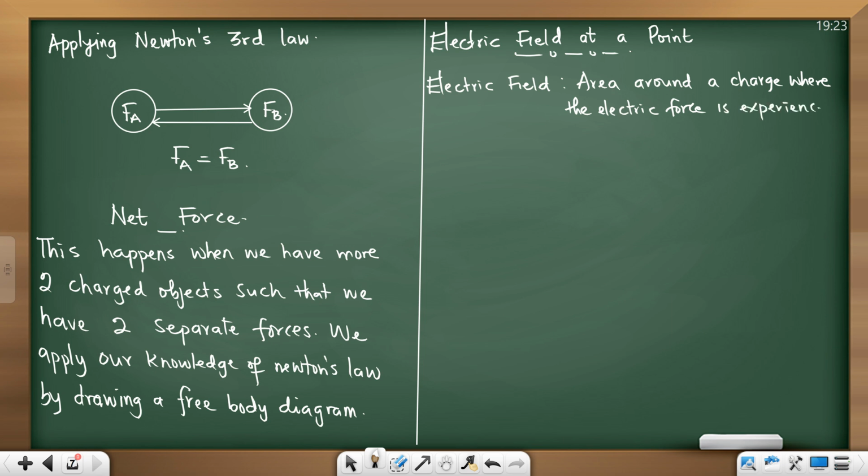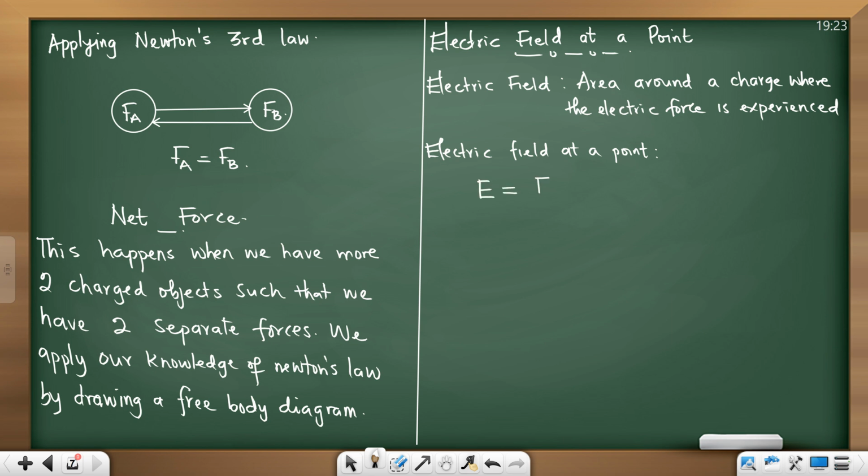Or experienced. So we talk about the area, it's a space. But when I go further and say electric field at a point, I'm going to help you here by using the formula. Once you know how to use the formula page, you'll be okay here. I'm going to write the formula first.